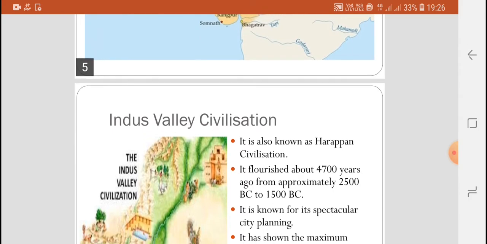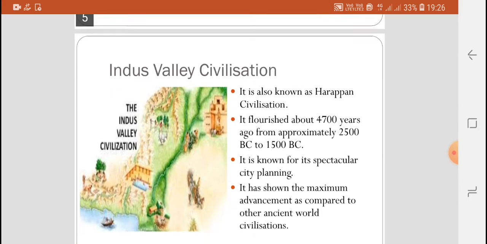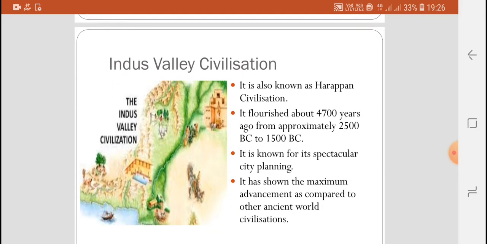Indus Valley civilization is also known as the Harappan civilization. It flourished about 4700 years ago from approximately 2500 BC to 1500 BC. It is known for its spectacular city planning and it has shown the maximum advancement as compared to the other ancient world civilizations.